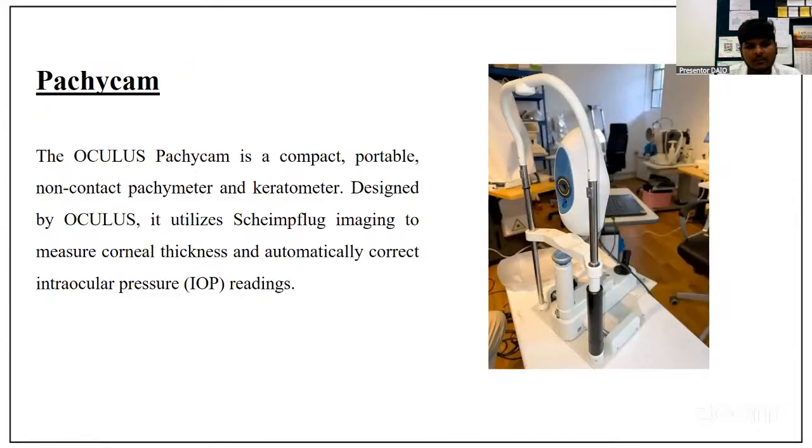So now Pachycam, the Oculus Pachycam, it is a compact, portable and non-contact pachymetry and keratometer. It is mainly designed by Oculus. So it utilizes the Scheimpflug imaging technique. Scheimpflug imaging is used in ophthalmology to capture ultra-sharp cross-sectional images of the anterior segment of the eye. It also measures the corneal thickness and automatically corrects the intraocular pressure readings.